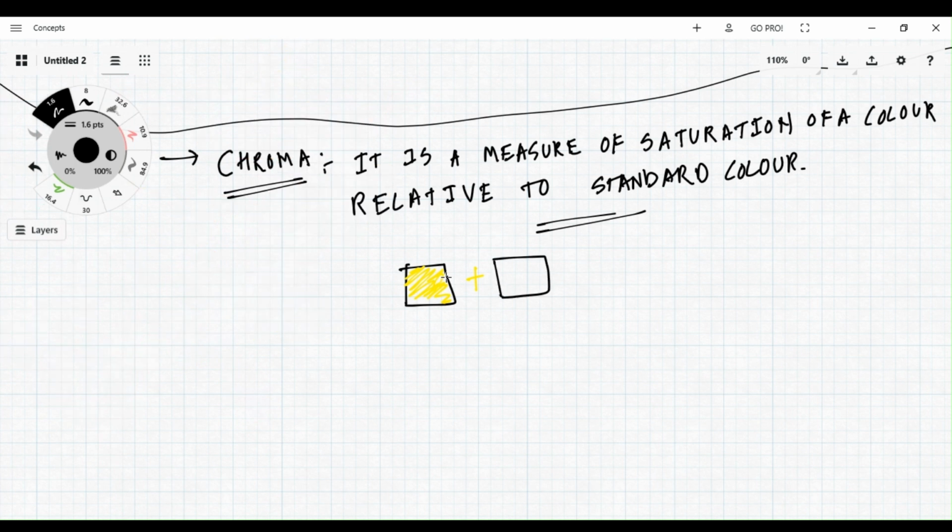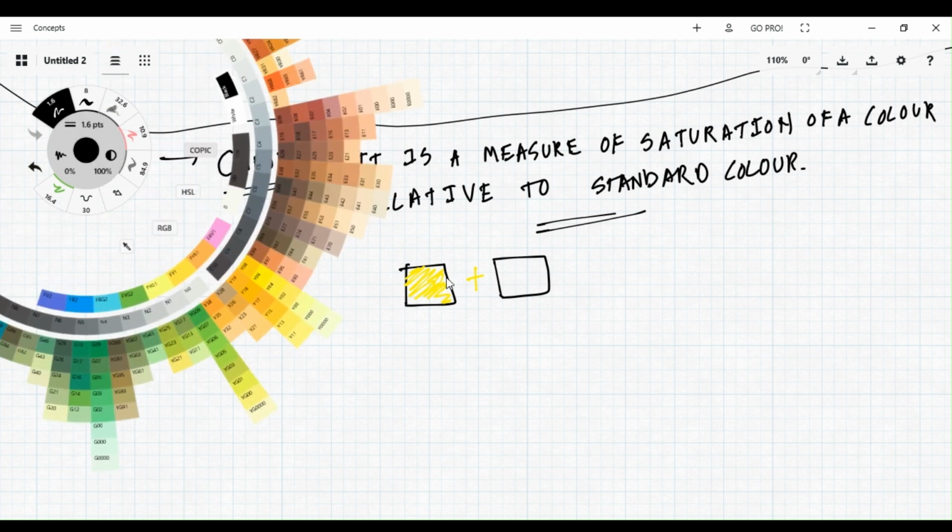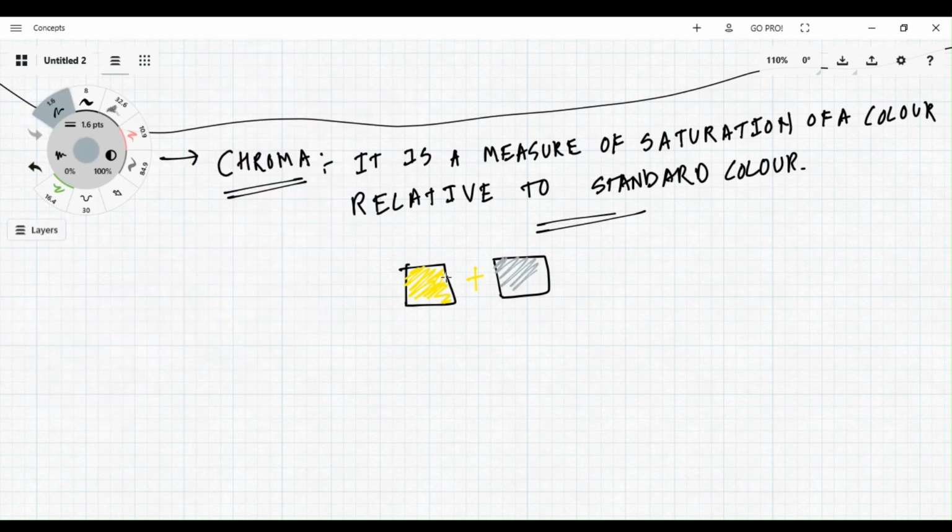I have told you already, when a pure color is there, it is 100% pure. If I mix this color with something else, then automatically the saturation gets decreased, the intensity of this color gets decreased. Suppose the intensity of the color got decreased by some 30%. If I compare the intensity of this new color with the original pure hue, then it is called chroma. It is a measure of saturation of a color relative to the standard color. The standard color is the saturated color. If you compare both of them, then it is chroma.